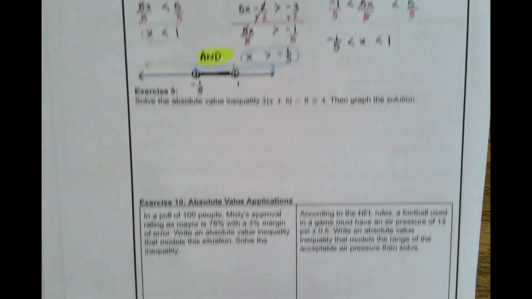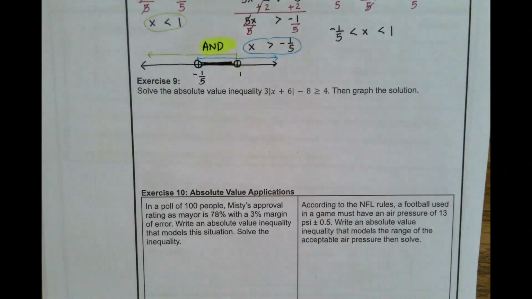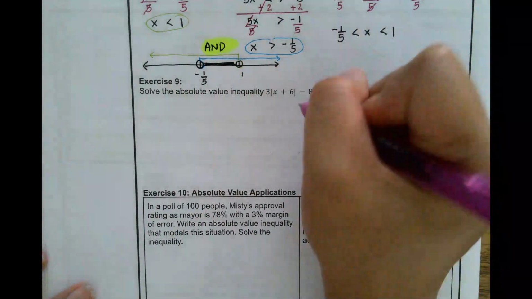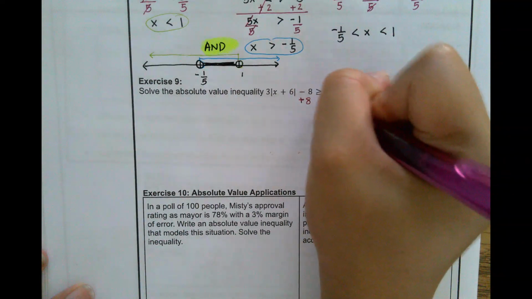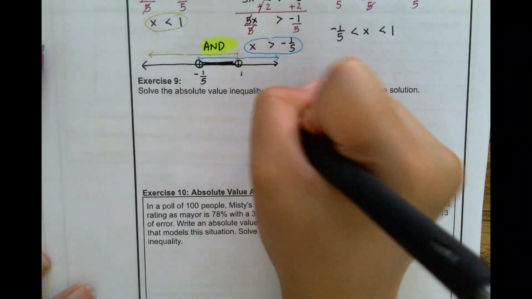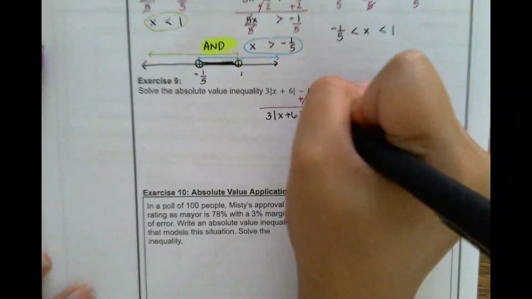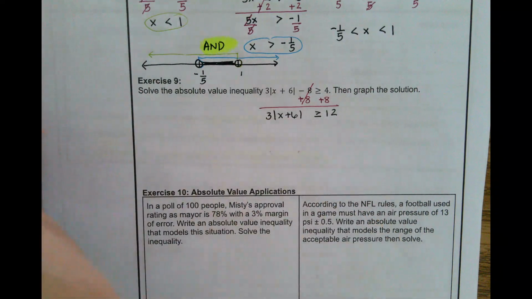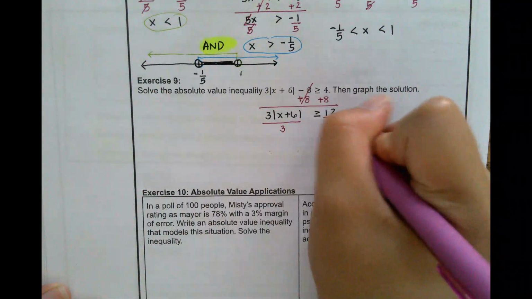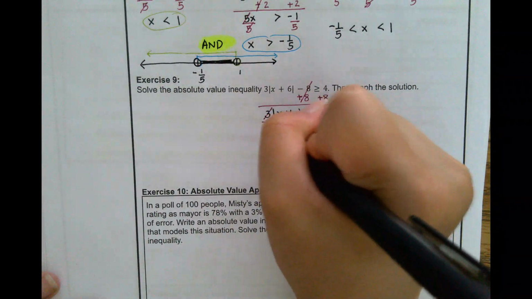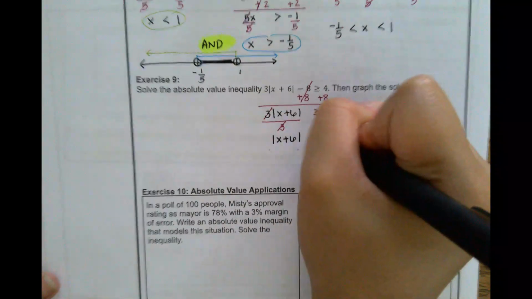Okay? So let's do this one. So again, before I split anything, I need my absolute value by itself. So right now I still have the minus 8 and the 3 here. So I'm going to get rid of the minus 8 by adding 8. Okay. Negative 8 plus 8 is 0. So 3 times the absolute value of x plus 6 is greater than or equal to 12. Okay. Then, since this is 3 times the absolute value, I got to get rid of it. So that way my absolute value is by itself. 3 divided by 3 is 1. So leaves me with the absolute value of x plus 6. 12 divided by 3 is 4.